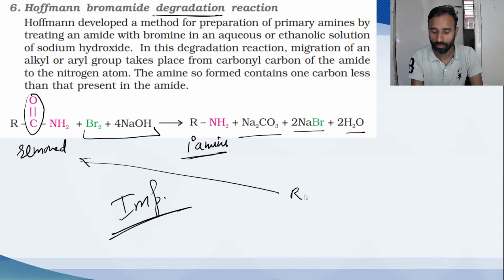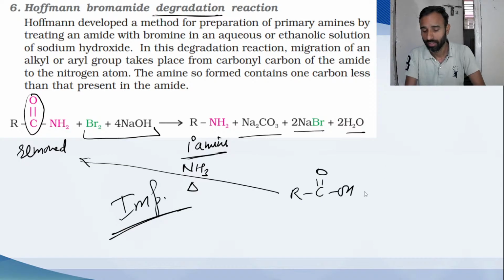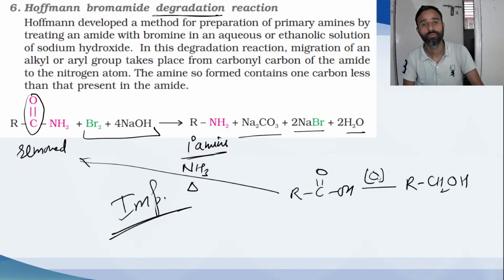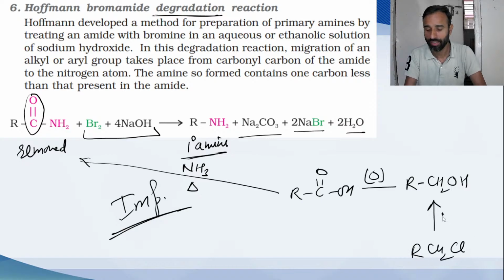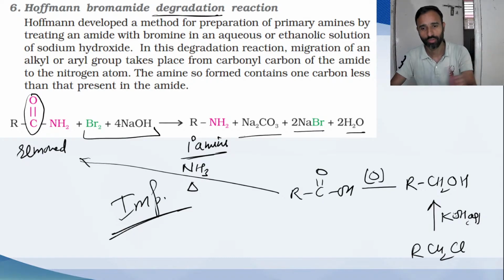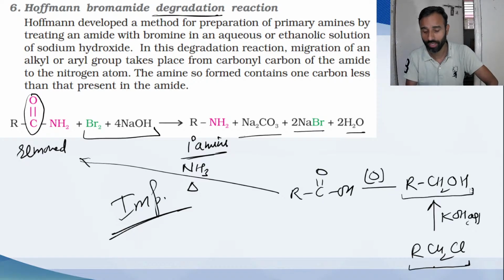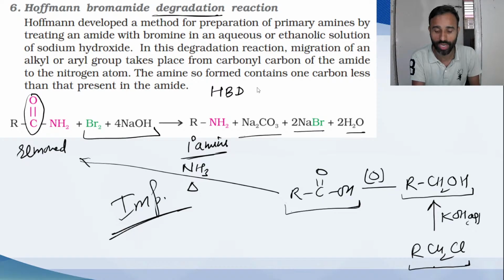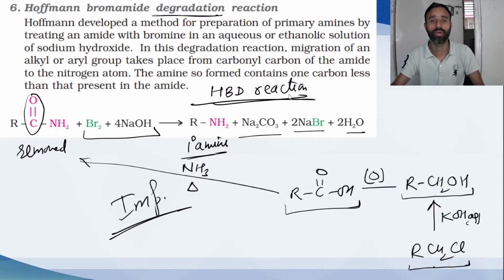Amide can be prepared from acid by reacting with ammonia on heating, or carboxylic acid can be prepared from alcohol by oxidation. Alcohol can be prepared from alkyl halide by using aqueous KOH. So we can decrease the number of carbon atoms of alkyl halide, of alcohol, and of carboxylic acid by this route. So we use Hoffmann bromamide degradation, and in short it is called the HBD reaction.